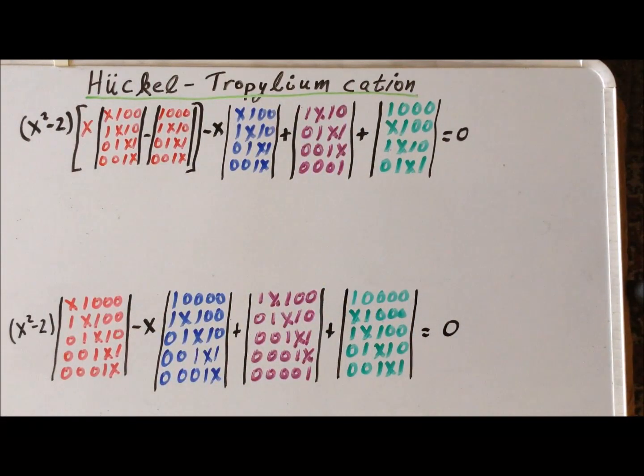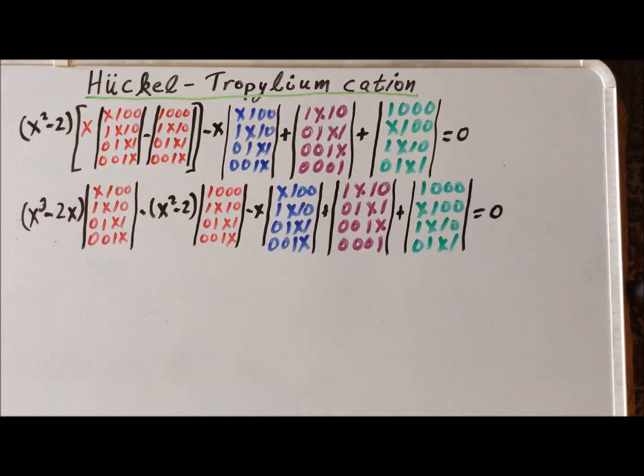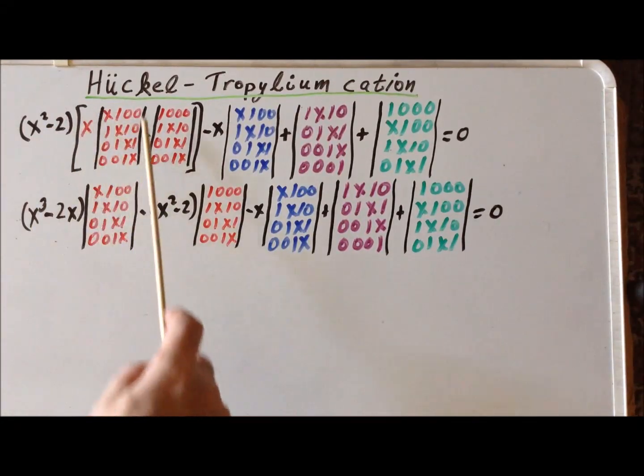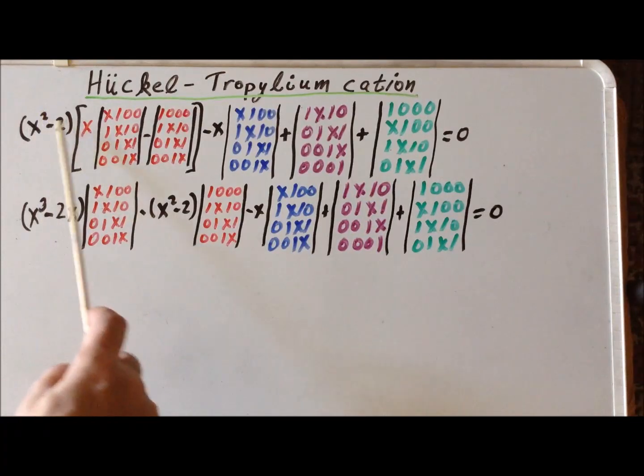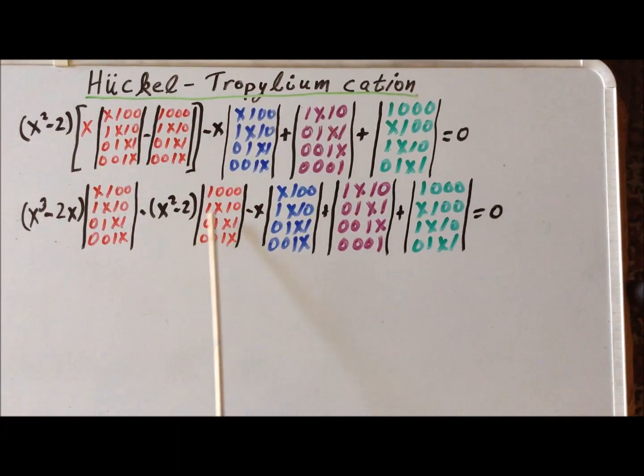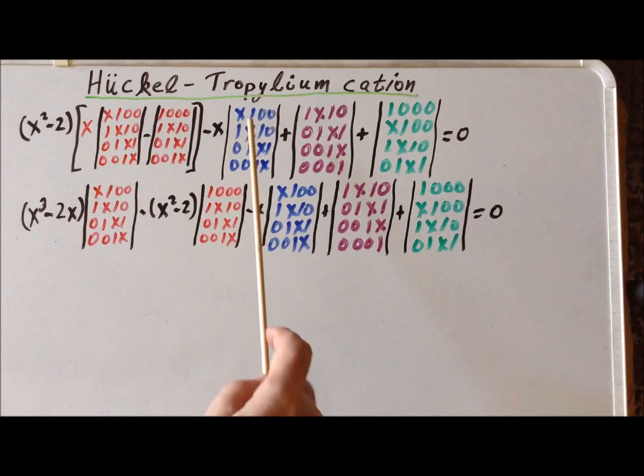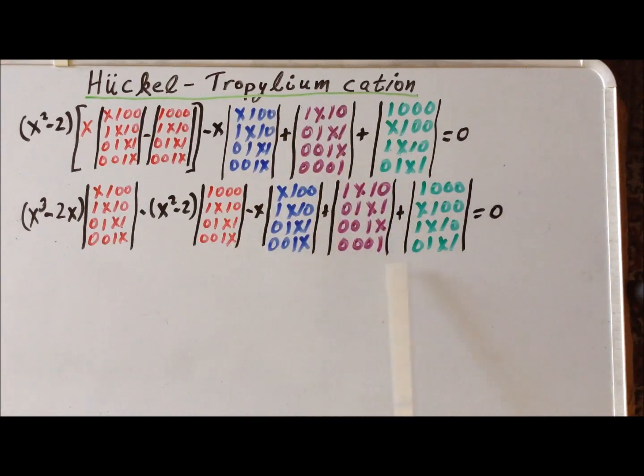In the next step, to make things a little tidier, we are going to again use the distributive law to distribute the coefficient and then combine where possible. Applying the distributive law to the expressions for the red determinants, we see now that x squared minus 2 times x gives us x cubed minus 2x times the first determinant, and then we distribute the x squared minus 2 times the minus 1 times the second determinant. The third, fourth, and fifth determinants are unchanged in this step.